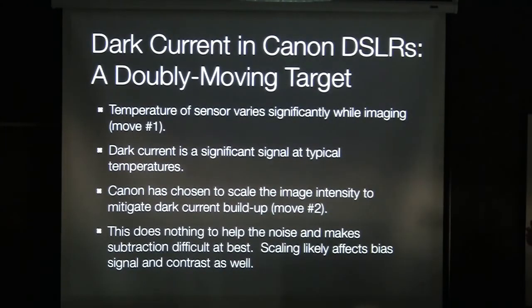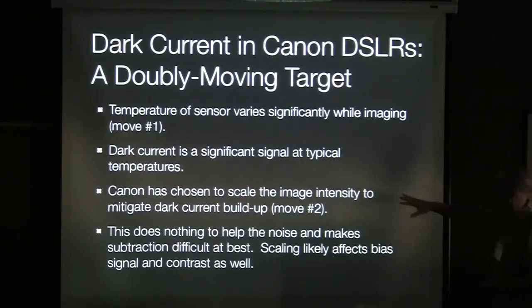The problem on the Canons right now is that there's a sort of doubly moving target that you're trying to subtract. One move you all can already sort of guess, because we know that the temperature of the sensor varies significantly while imaging. This is move number one. So some people try to take their darks during the capture as well to let their darks track and go along with the light frames. It's a fine solution to that problem. Dark current is significant in the cameras, so okay, we can subtract this out.